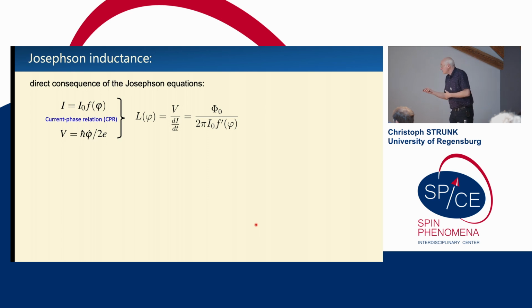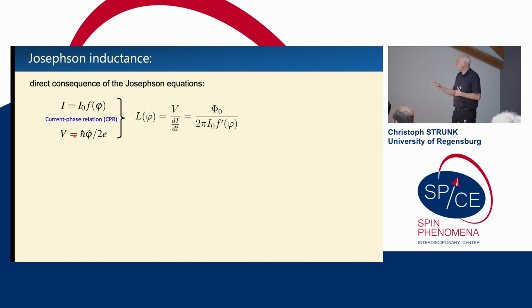And so where does the Josephson inductance come from? This is a consequence of the two Josephson equations. You have a supercurrent that depends on phase. This, of course, has to be a 2 pi periodic function. In the simplest case, this is a sine, as you know from tunneling junctions.